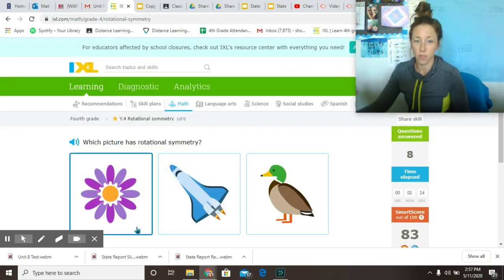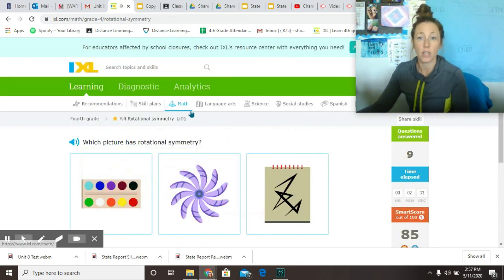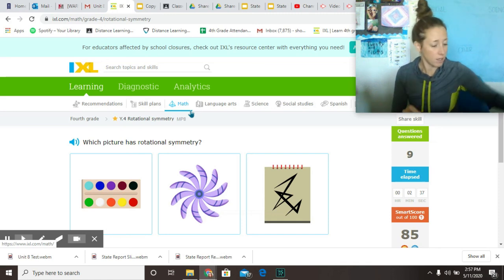And this flower, right? Spin the duck, it's going to be an upside down duck. Spin the rocket ship, it's going to be an upside down rocket ship. And if I spin the flower, it's going to look the same at some points. So that's the symmetry. So we're doing Y1, Y2, Y3, and Y4 today.